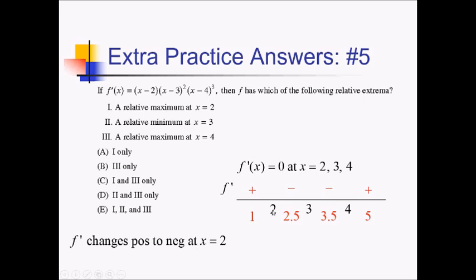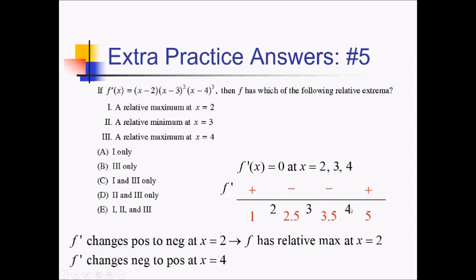So now things I notice here, f prime is changing from positive to negative at x equals 2. This establishes that f has a relative max at x equals 2. And then I also notice f prime changes from negative to positive at x equals 4, which gives us a relative min for f at x equals 4. There's no sign change at x equals 3, so there's nothing going on there.